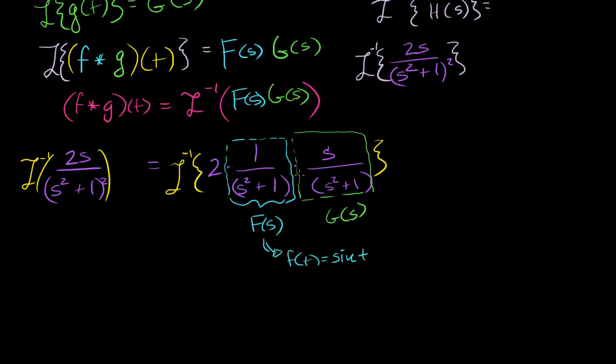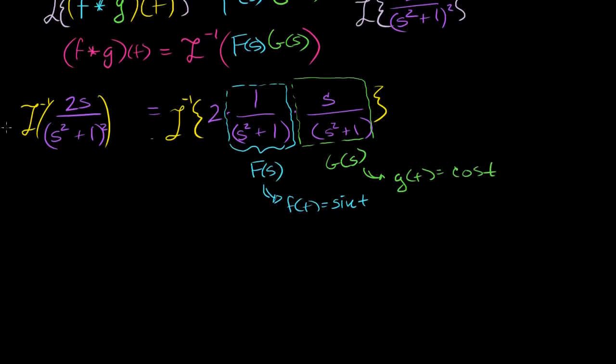And this implies that g of t, if we define this as the Laplace transform of g, is equal to cosine of t. And of course, when you take the inverse Laplace transforms, you could take the 2's out. So now what can we say? We can now say, let me write it this way.